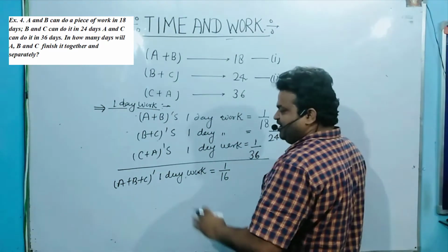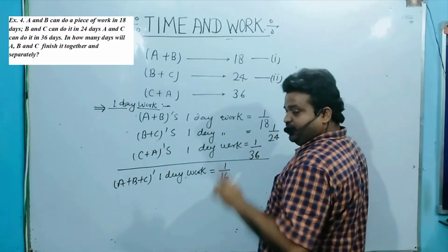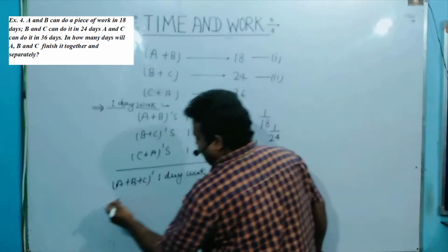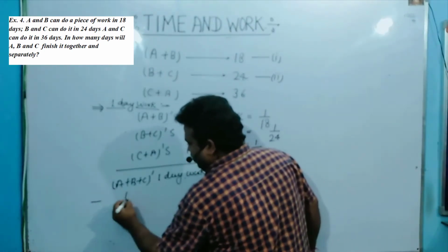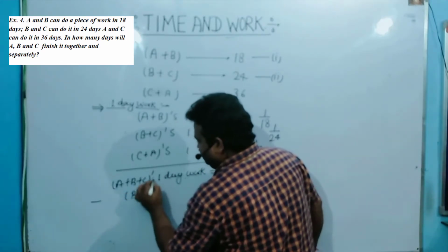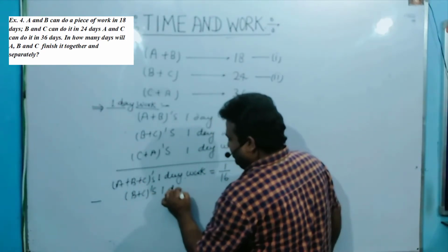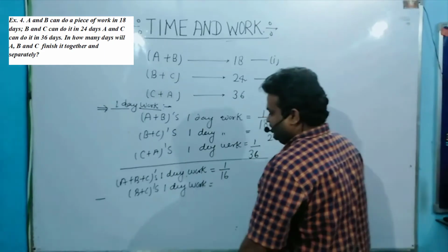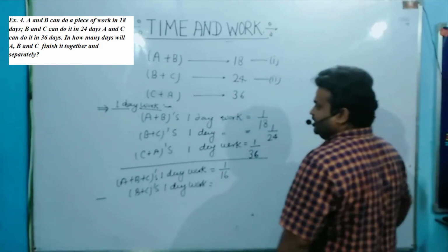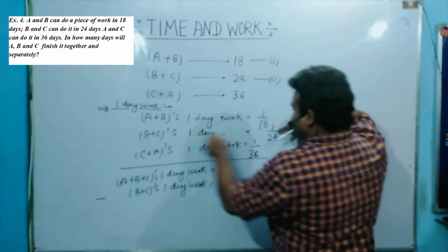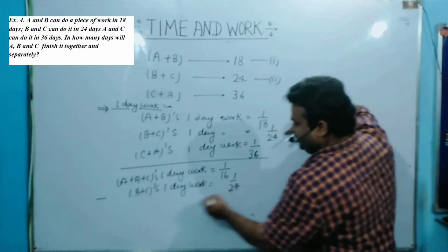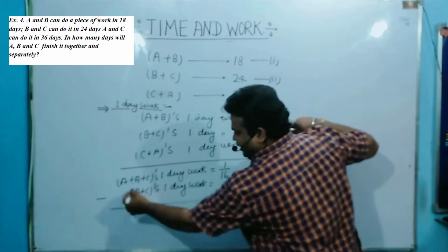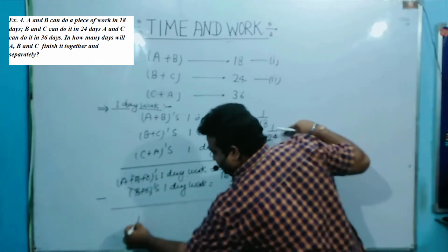Now if I want to calculate A's 1 day work, how will you get it? If I subtract B plus C's 1 day work from this, I will get A's work. How? See, B plus C's 1 day work is how much? 1 by 24. So if I subtract this from this, B and C are gone. So you will have A left.